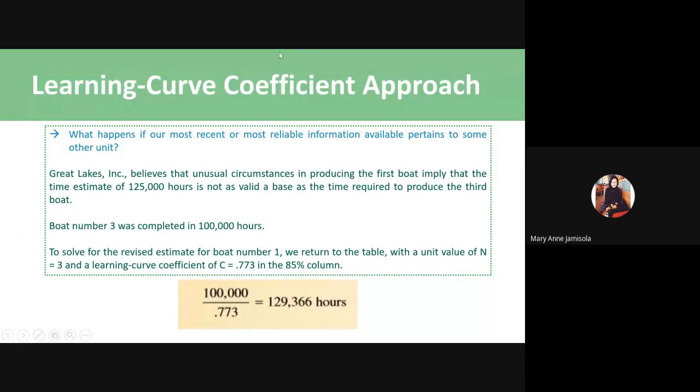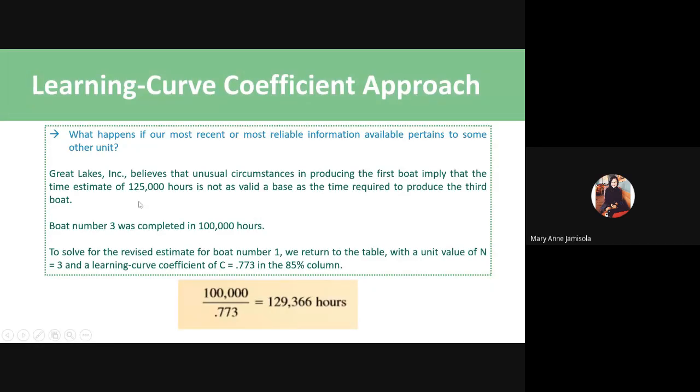Then what happens if our most recent or most reliable information available pertains to some other unit? This is when there are changes in our production or process. So Kita Great Lakes believes that unusual circumstances in producing the first boat imply that the time estimate of 125,000 hours is no longer a valid base for the time required to produce the third boat. Boat number 3 was completed in 100,000 hours. So this means that there is a discrepancy, right?